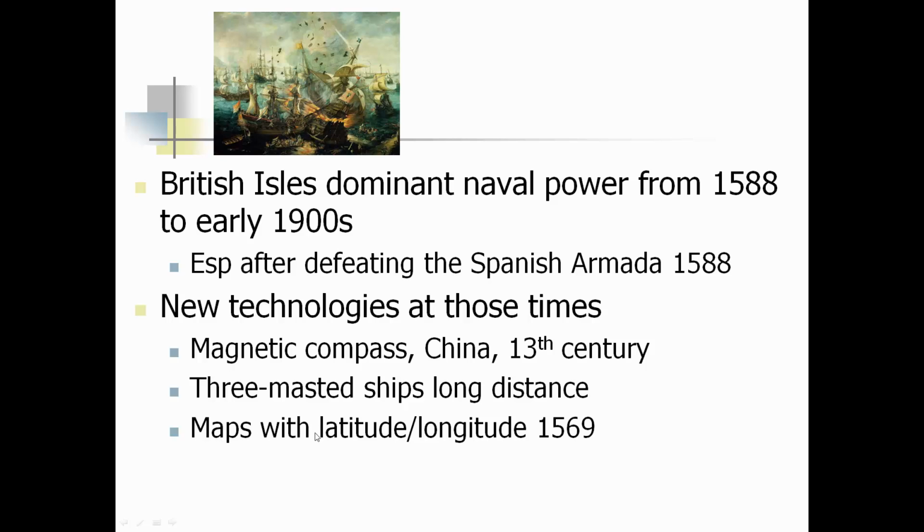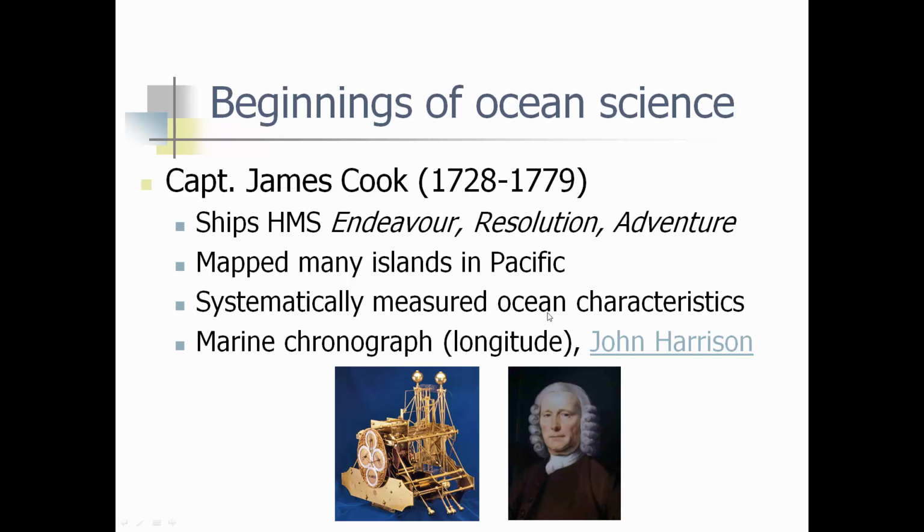And then we also had maps with latitude and now longitude, with 1569 with Harrison's clock, which we'll talk about, I think, in this slide. James Cook, 1728 to 1799, with the Endeavour, Resolution, and Adventure, mapped many of the Pacific Islands, and did a systematic search of ocean characteristics in terms of currents, depth, and depth pressures.